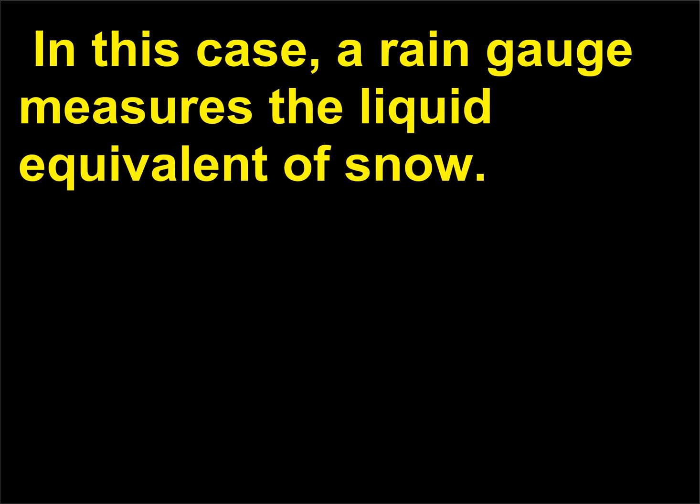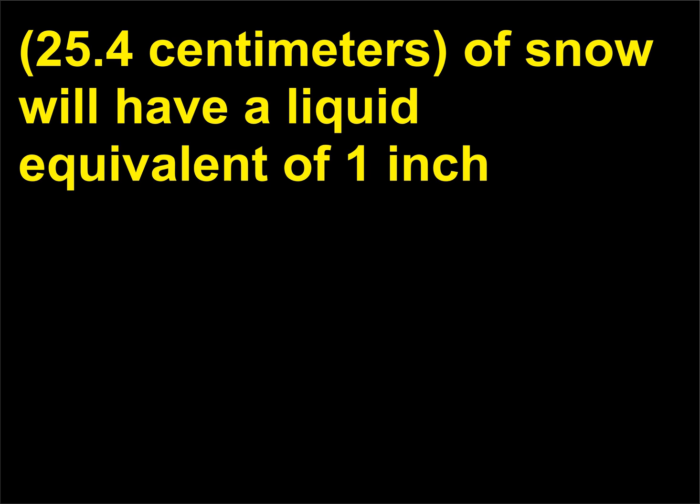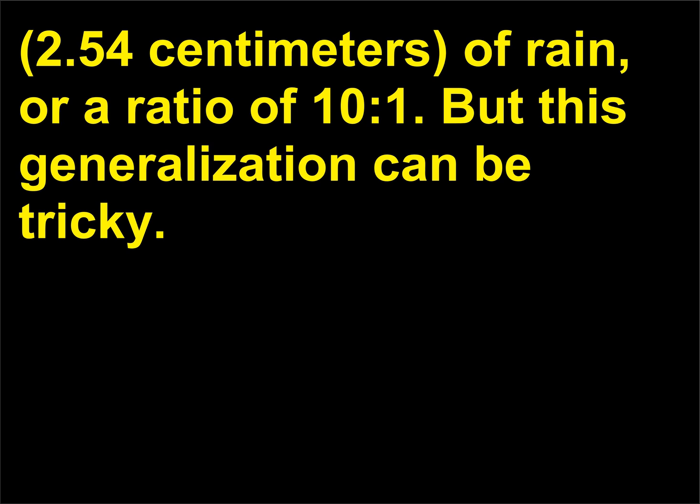This is why meteorologists will often say that a snowstorm that produces 10 inches, 25.4 centimeters, of snow will have a liquid equivalent of 1 inch, 2.54 centimeters, of rain, or a ratio of 10:1. But this generalization can be tricky.